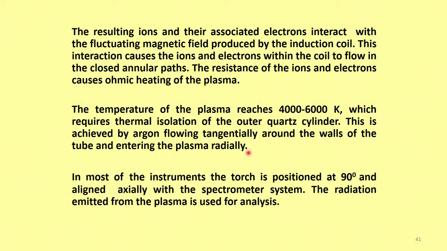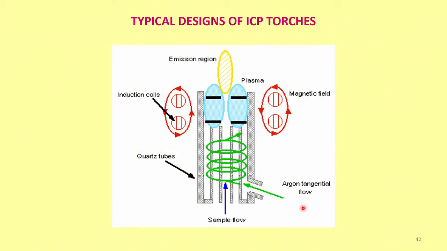So, the argon flows tangentially around the walls of the tube and enters the plasma radially. In most of the instruments, the torch is positioned at 90 degrees and aligned axially with the spectrometer system. So, the radiation emitted from the plasma is used for the analysis, that is emission radiation. So, this is how the typical design of a plasma torch looks.